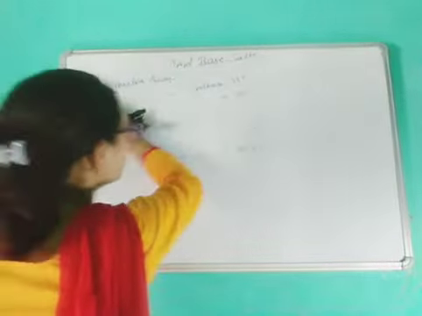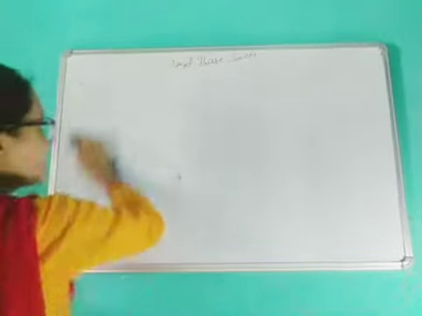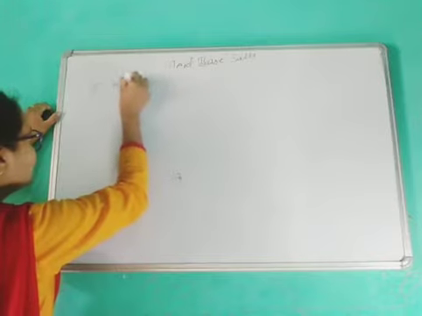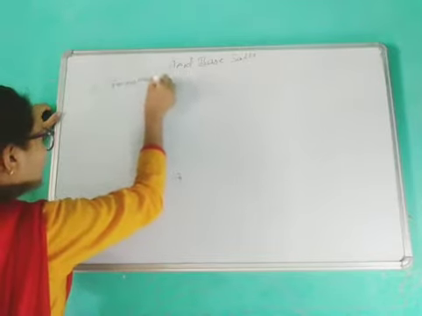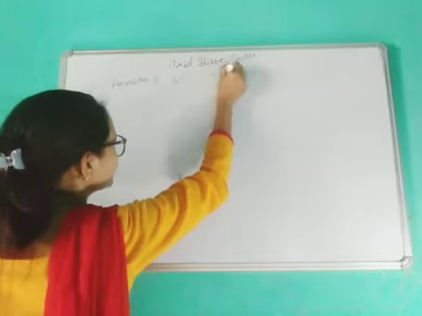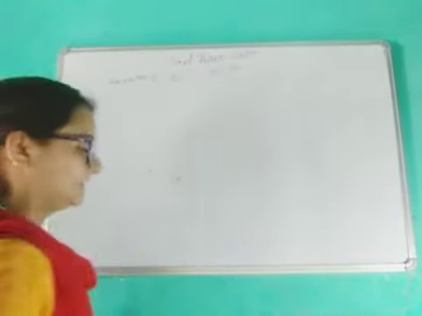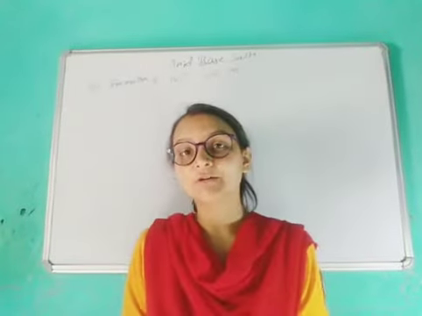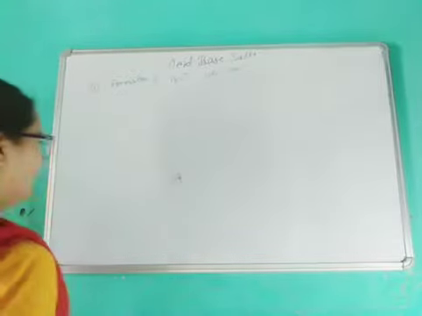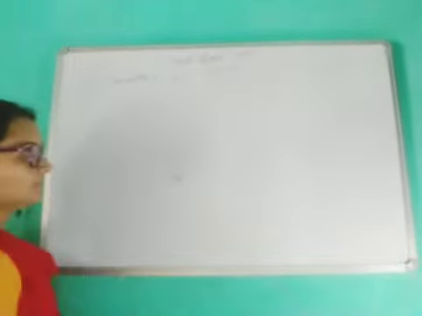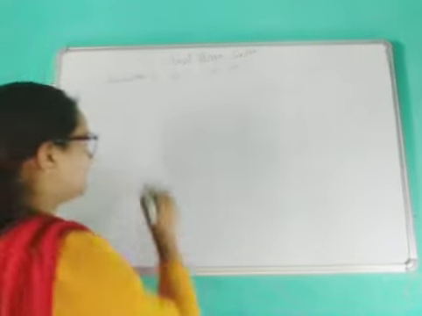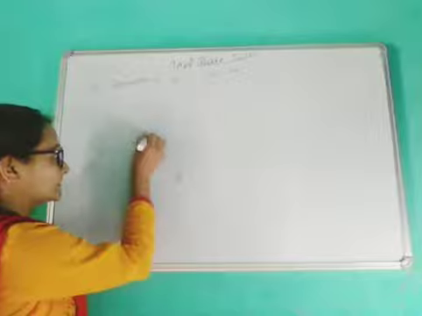Now see, here is the formation of H3O positive and NH4 positive ions. That means we have to make hydronium ion and ammonium ion. Okay, how will it form? We will see. First of all, I am going to tell you about the formation of hydronium ion, H3O positive ion.